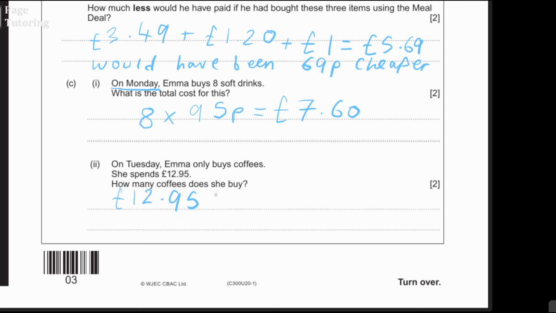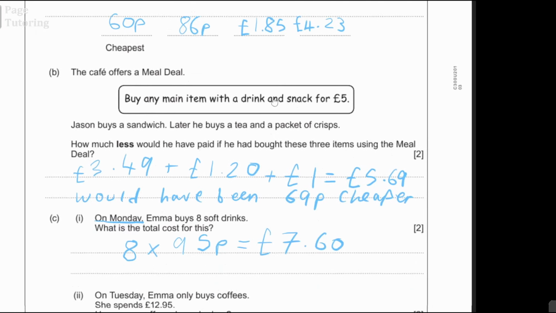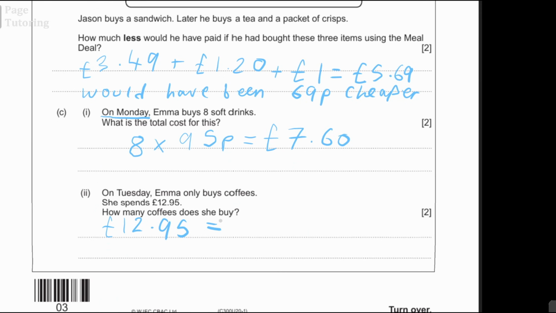£12.95, and that's equal to the cost of a coffee. So where's our coffee cost? So that's £1.85, times an unknown factor, an unknown number, so n. Now you can think of this in terms of algebra, or you could just think of this in terms of your basic arithmetic with just numbers.